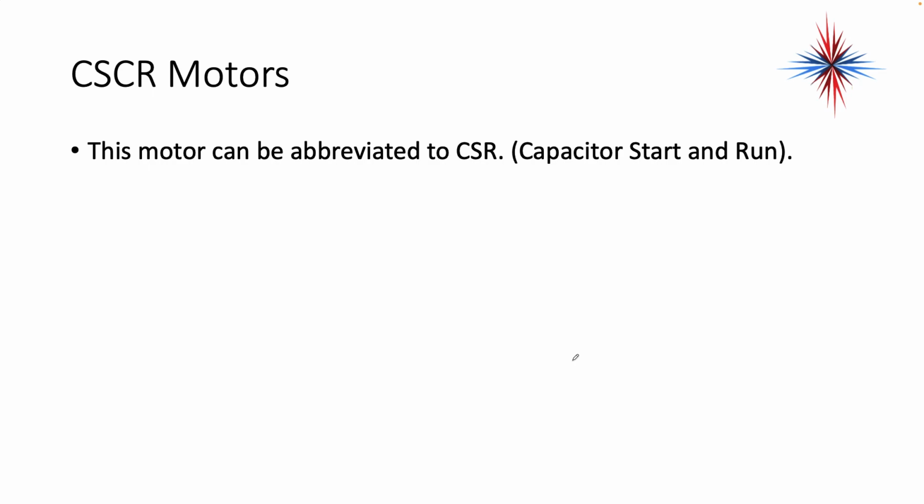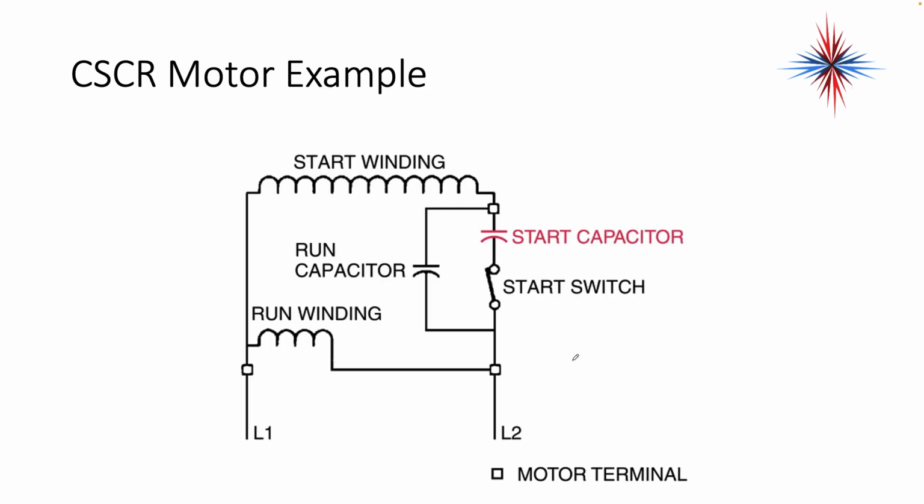CSCR motors can be abbreviated to CSR, capacitor start and run. Okay, so you might see it labeled CSR. It's still a CSCR. It has two capacitors, a start capacitor and a run capacitor. A wiring diagram of a CSCR motor would look something like this.